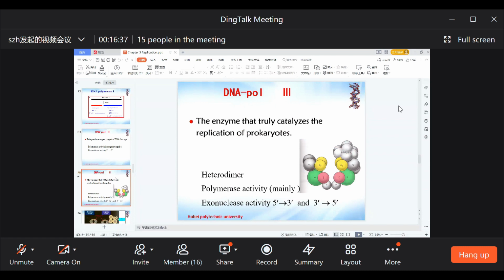This enzyme has many polymerase activities, and it always forms a heterodimer, like this. It also has another activity, the exonuclease, which is used for proofreading.